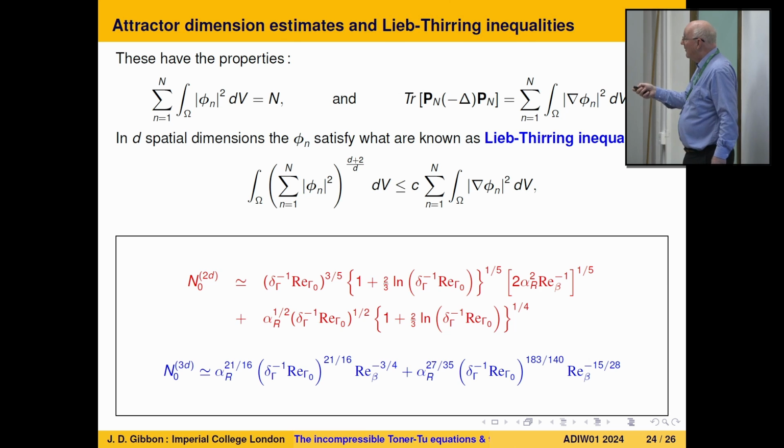That for orthonormal functions phi, if you take the sum, put it to the dimension plus 2 over d, integrate, then that is bounded by this, and the c is not a function of n. Now you see you're reducing the nonlinearity. Say d is 3, that's 5/3, d is 2, it's squared, d is 1, it's cubed.